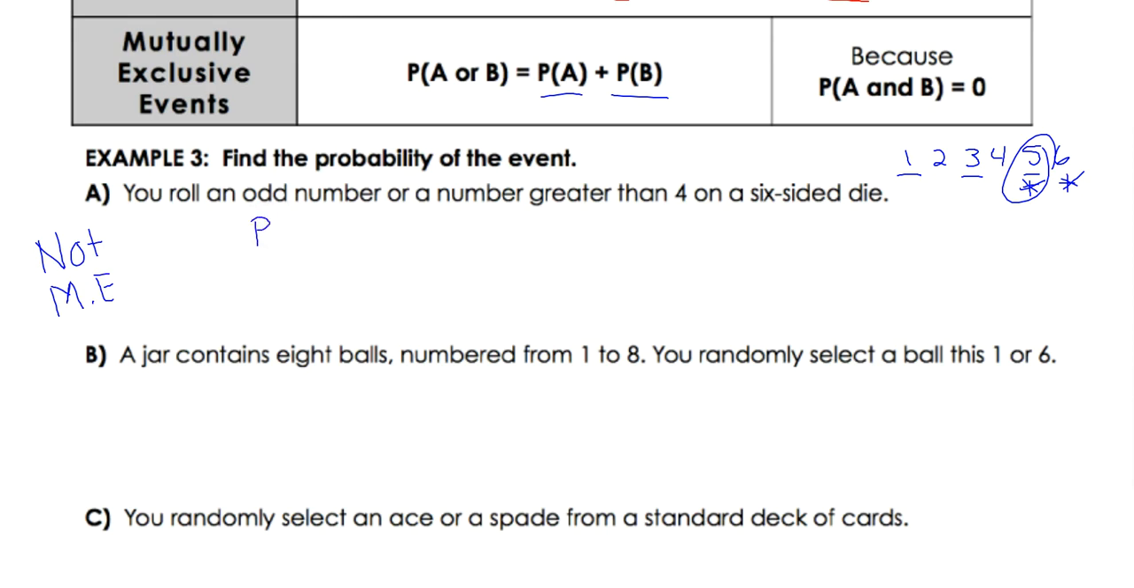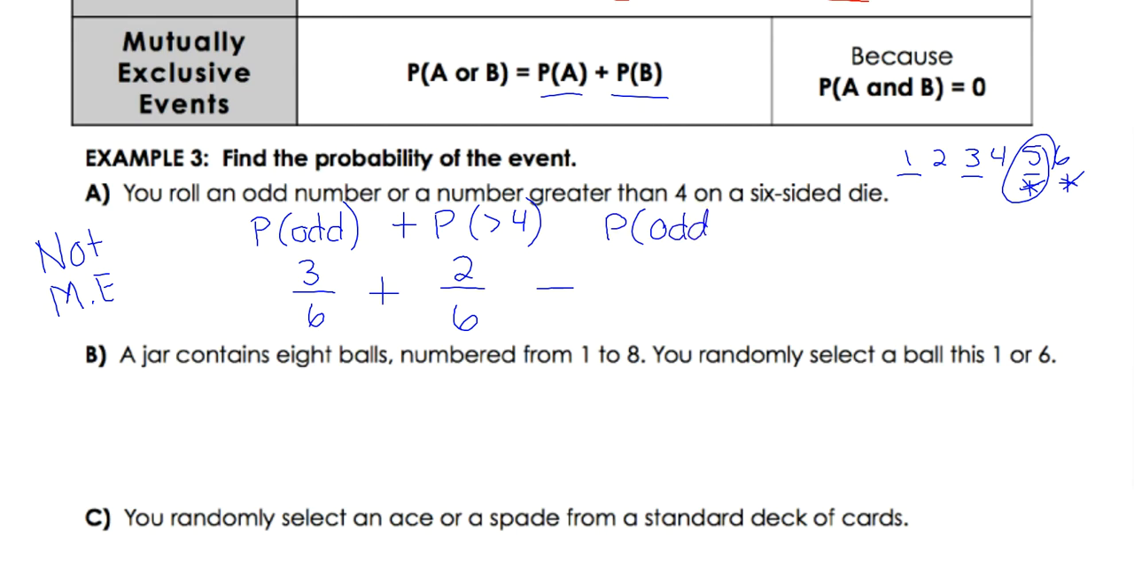So probability of an odd number on a dice. So if we look at our numbers, there are 3 odd numbers out of 6. We're going to add to that the probability of a number greater than 4. So if we look at our numbers greater than 4, there were 2 of them. And then we're going to subtract out the probability of a number that is odd and greater than 4. And we said there was 1 of those. So we're going to subtract out that 1/6.